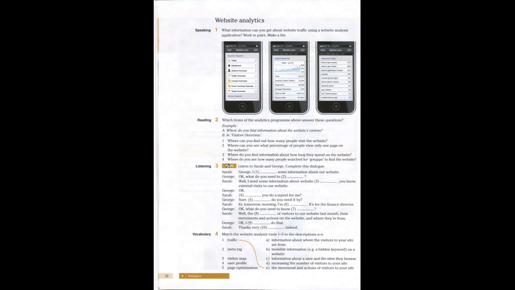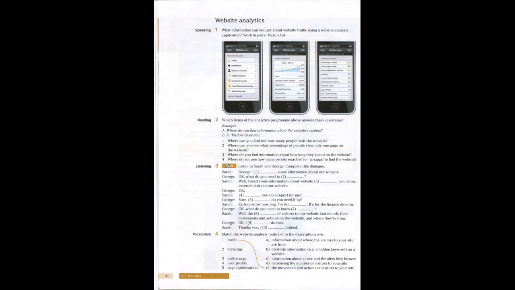So number one is already done. Traffic, it is E, the movement and action of visitors to your site. So it is different from road traffic, الازدحام المروري. Traffic, in computer terms, means the movement of people to your website, visits and these sorts of things.